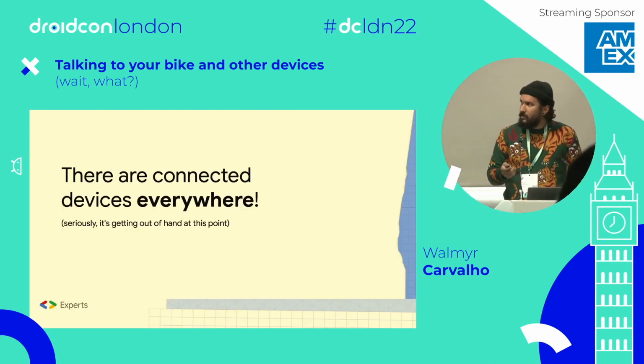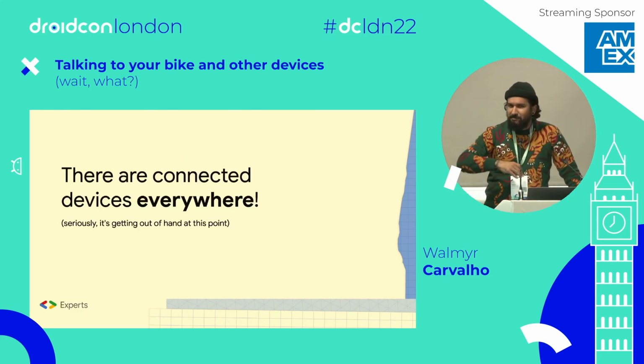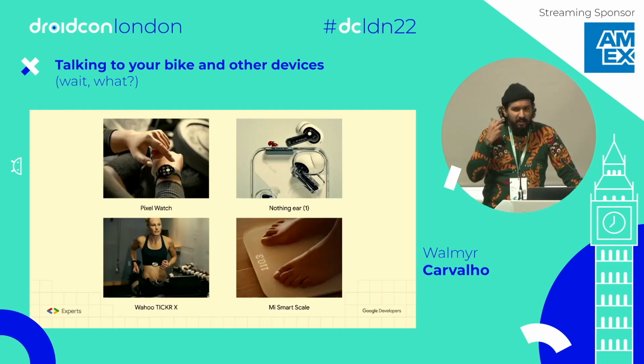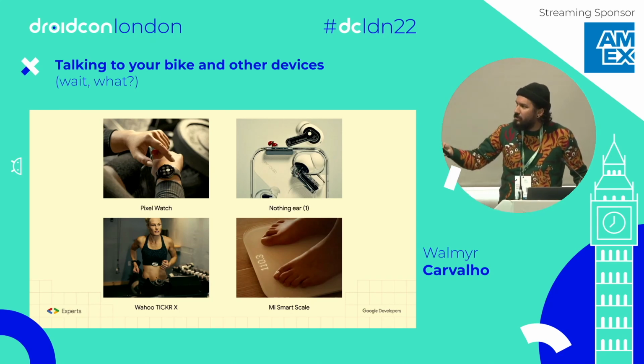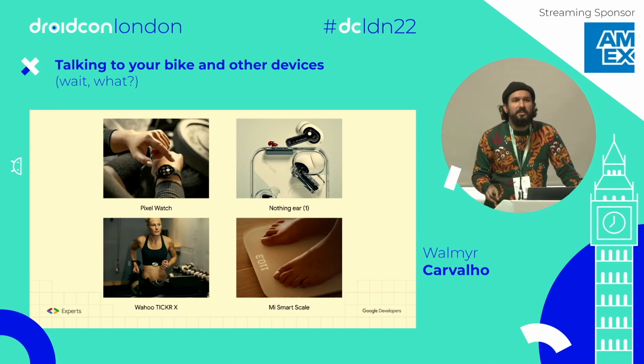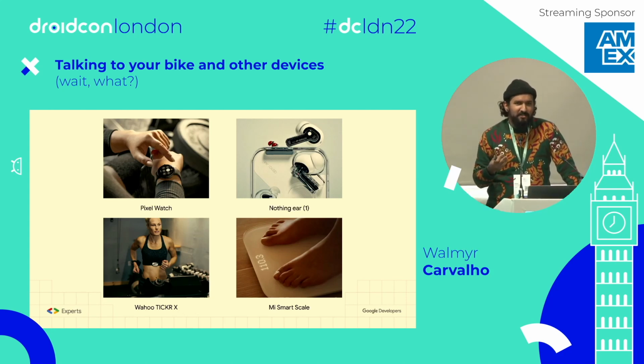Yeah. So connected devices are everywhere, right? We have plenty of different devices. I think everybody here has a smartphone or a smart headphone or some sort of health tracker, even smart scales or the new Pixel Watch. Who has the new Pixel Watch already? Ooh, nice. 3, 4, 5. I want one.